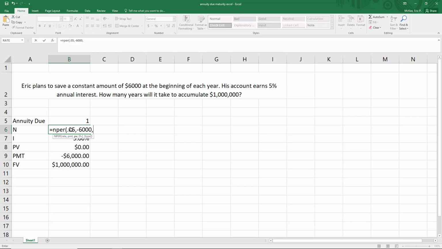Present value is 0. Our future value is in brackets because we have a default value. The default value is 0. We are trying to accumulate 1 million, not 0 million. So we put in 1 million.